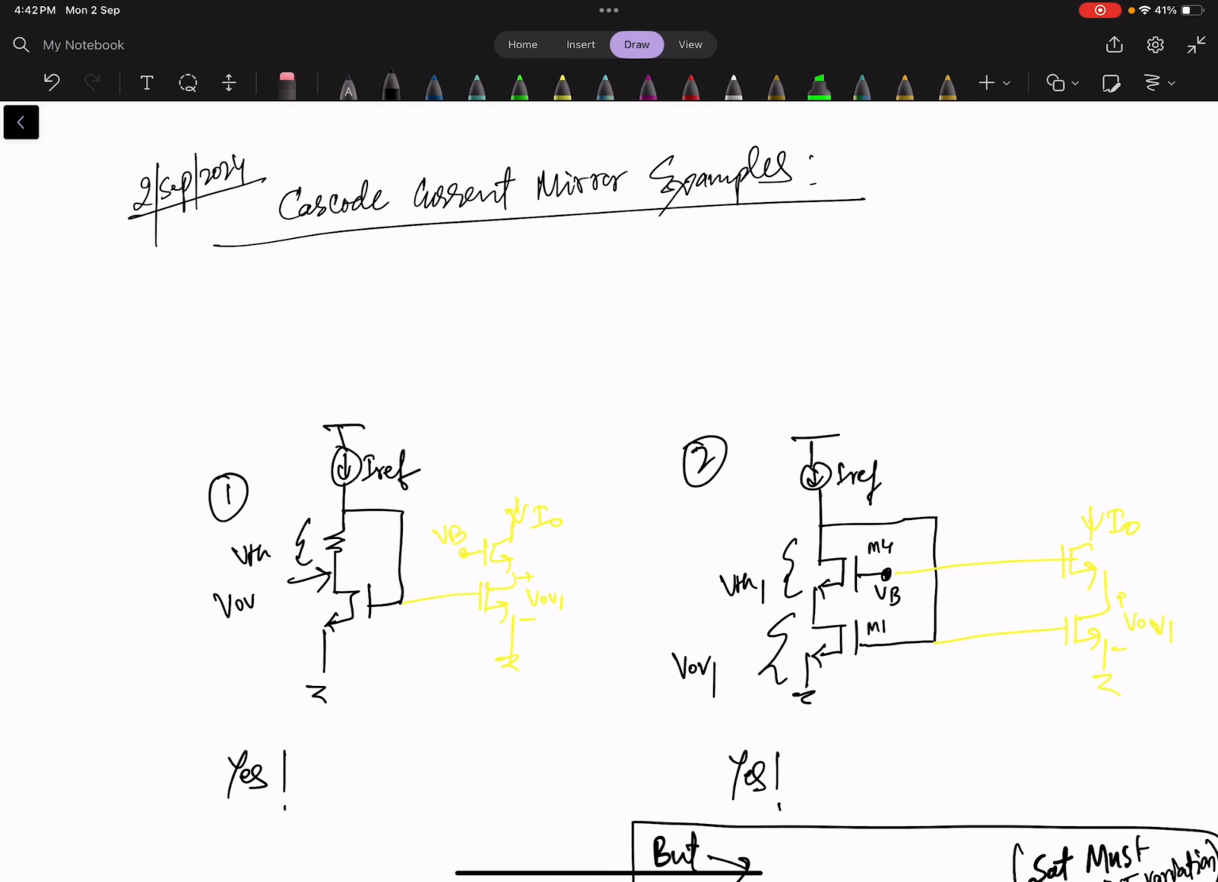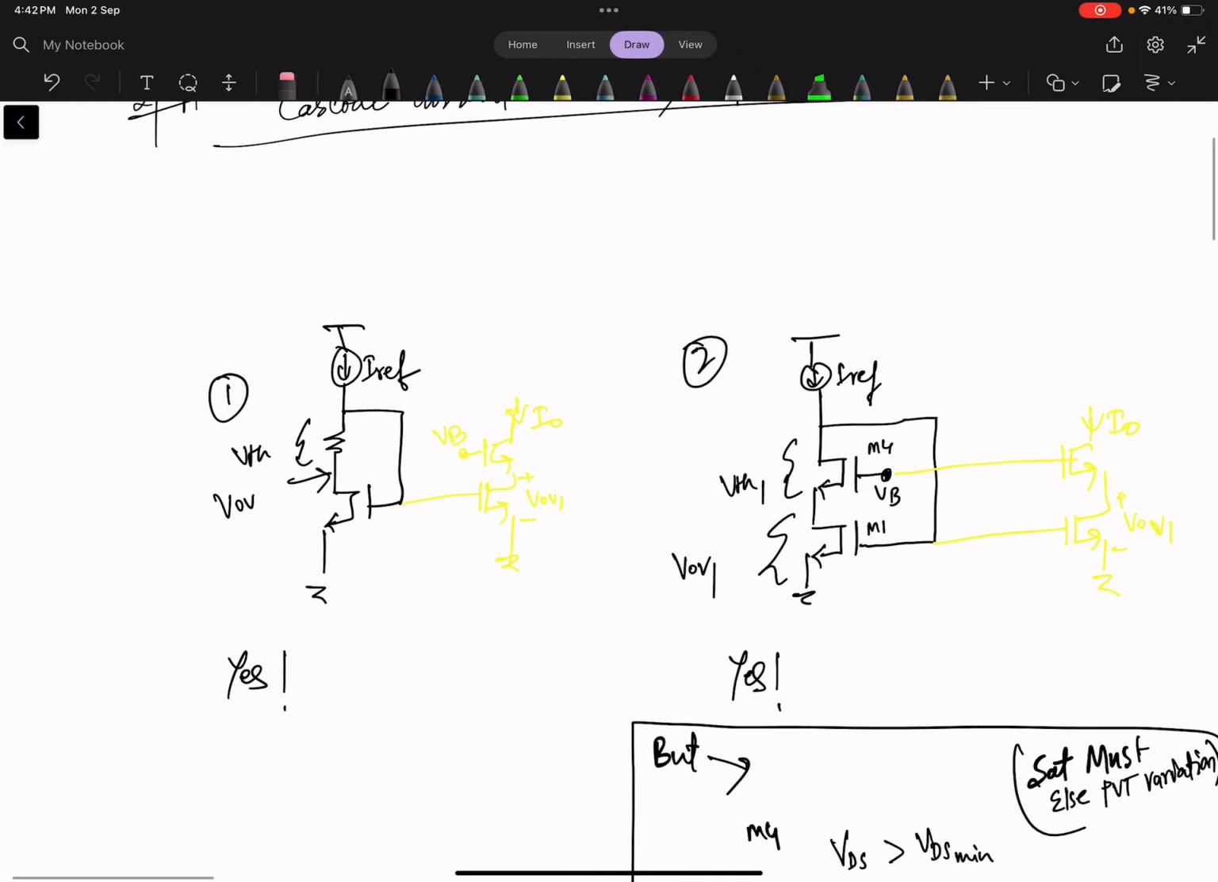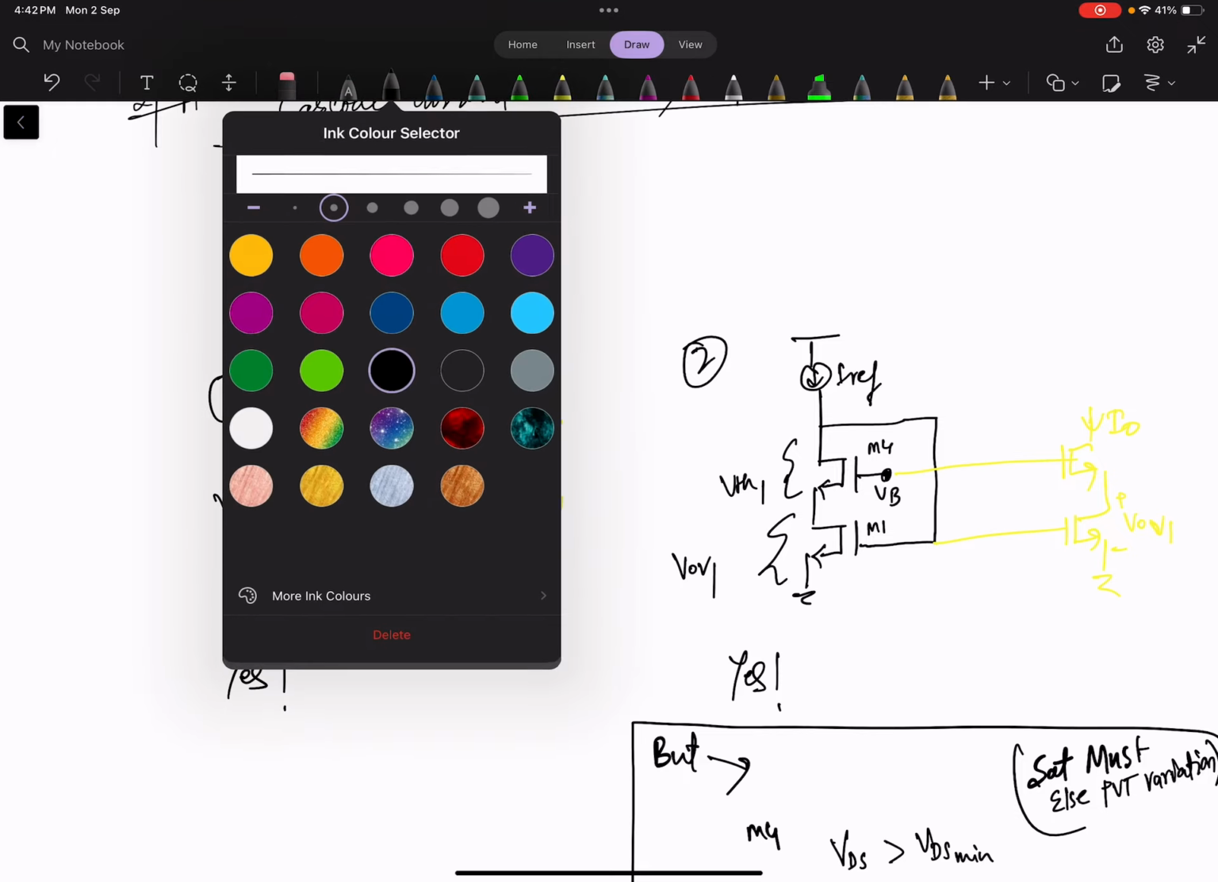Hello. So in this video we'll see some examples of cascode current mirror, and we have seen the very basic theory about the cascode current mirror in the previous video. So let's see a few of the designs, to see what is possible if we can use that or not.